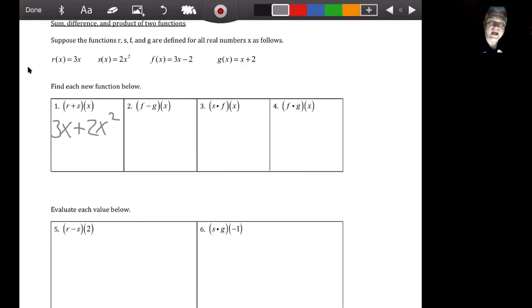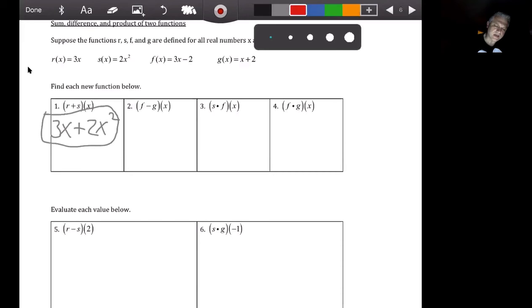Now you ask if there are any like terms you can combine. 3x and 2x squared are not like terms because one has an x and the other has an x squared. They have the same variable, but not the same exponent. So you can't combine any like terms. You're done. Nice, right? Okay, number 2, f minus g of x.